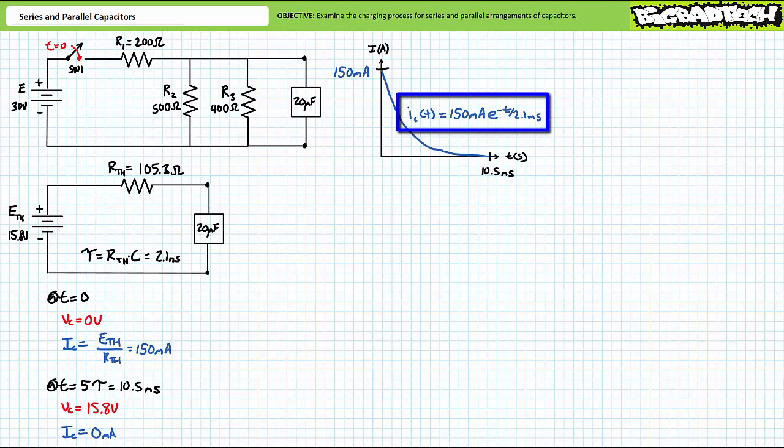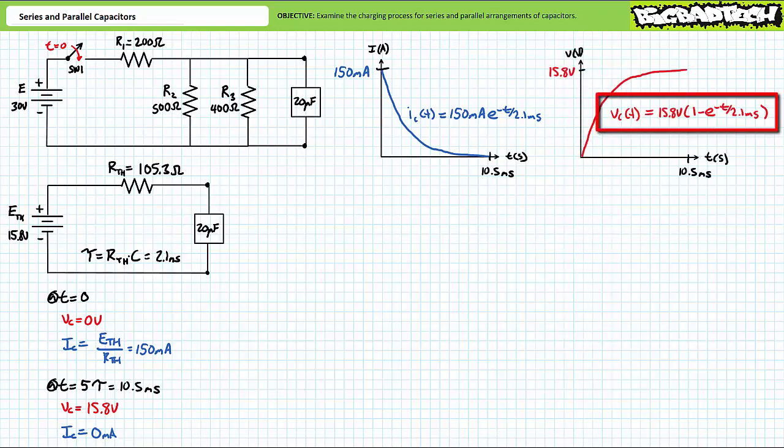Current through the capacitor as a function of time could be modeled as IC of t equals 150 milliamperes times e to the negative t over 2.1 milliseconds, where 150 milliamperes is the magnitude of the initial current surge and 2.1 milliseconds is the time constant. The plot of current through the capacitor as a function of time demonstrates it spikes at 150 milliamperes and then drops to 0 by 5 time constants or 10.5 milliseconds.